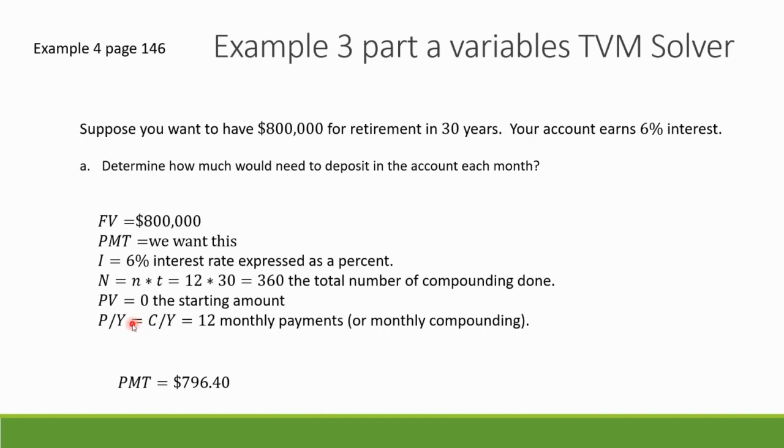Now, then P/Y, C/Y. Again, this is how often we're making payments. Deposits, I mean. I know it says monthly payments, but really it should be deposits. But hopefully everyone understands. They're both equal to 12. It's also how often the account is compounded in a year, which is 12. And they're always equal to each other.